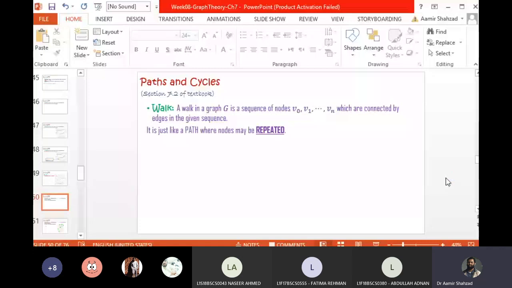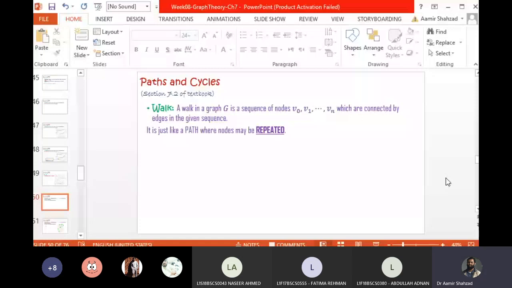Path is के you are going through each edge only one time. So all edges are in a sequence. Walk में, walk is के you may go to certain nodes, certain edges multiple times. It's just like अगर आप अपने घर से निकलते हैं, you go to market and you go to masjid. So there is a path which goes from your home to market and to masjid.